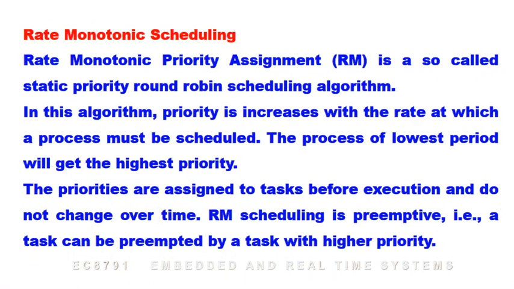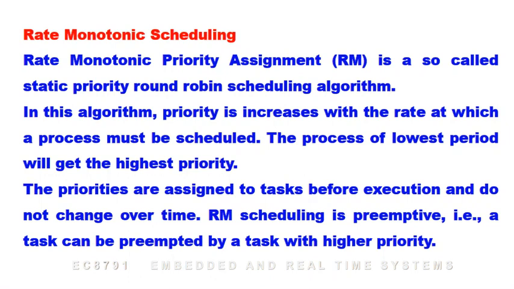Rate monotonic scheduling. Rate monotonic priority assignment (RM) is a so-called static priority round robin scheduling algorithm. In this algorithm, priority increases with the rate at which a process must be scheduled. The process with the lowest period will get the highest priority. The priorities are assigned to tasks before execution and do not change over time.